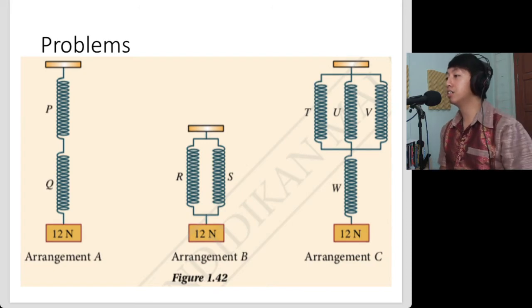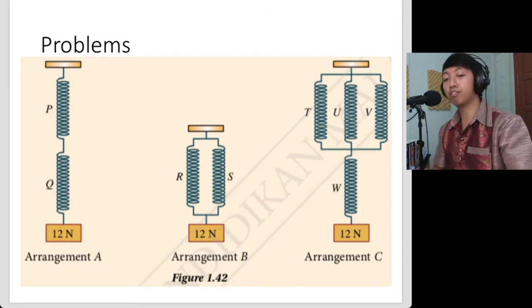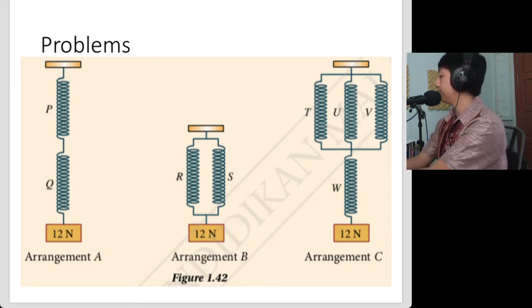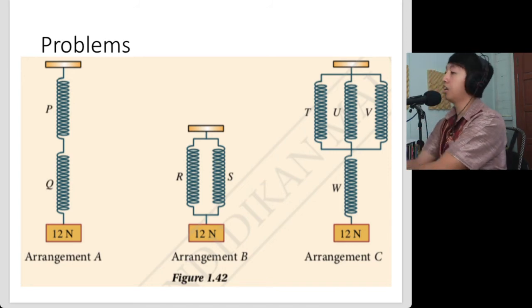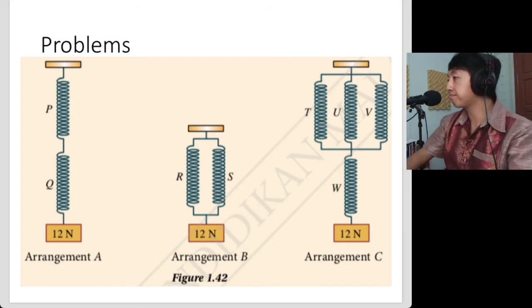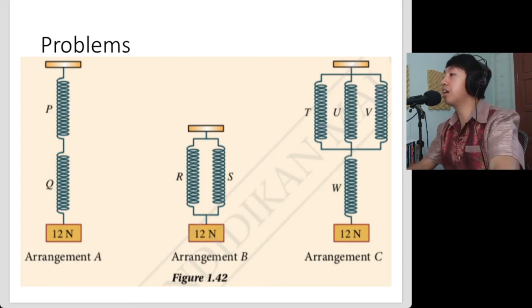Alright, so now this is quite long. So let's see how much. We still have plenty of time, so we'll go through each of the questions one by one. So you have three arrangements of springs or three spring systems. We have a pair of springs in series, and then in arrangement B we have a pair of springs that are, should I say, in parallel. And then in arrangement C we have a combination of parallel and series.